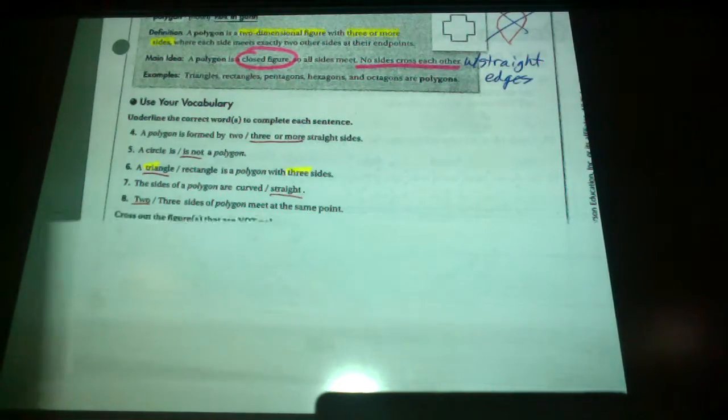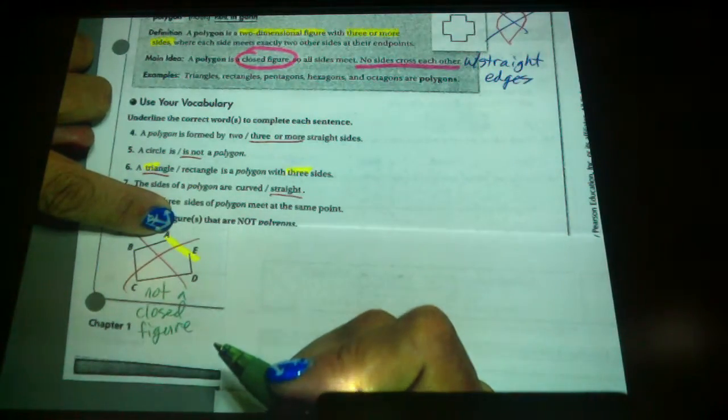And then 9, 10, or 11, which are not polygons? 9, 10, 11. So we got all of them? 9 is not a polygon, and I highlighted why. There's a gap there. It is not a closed figure. So you might want to write in there, not closed, because oftentimes I'll ask you why. The reason for that is not a closed figure. One of the big things about this class is you got to be good at explaining why.